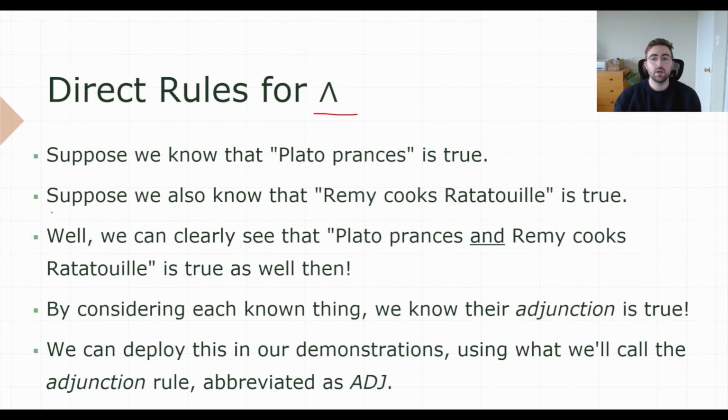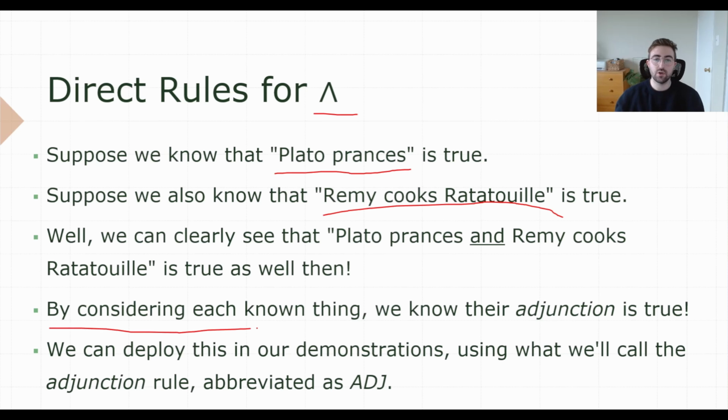Okay, so suppose we know two things, and we know them separately. Suppose on the one hand we know that Plato prances, and also suppose on the other hand we know that Remy cooks ratatouille. So we know each of these things independently. Well, if we know both of these things are true, then we know that the sentence Plato prances and Remy cooks ratatouille is also true, right? If we know two things independently, we can just say, this thing one that we know is true and this thing two that we know is true. And we know that whole claim is true.